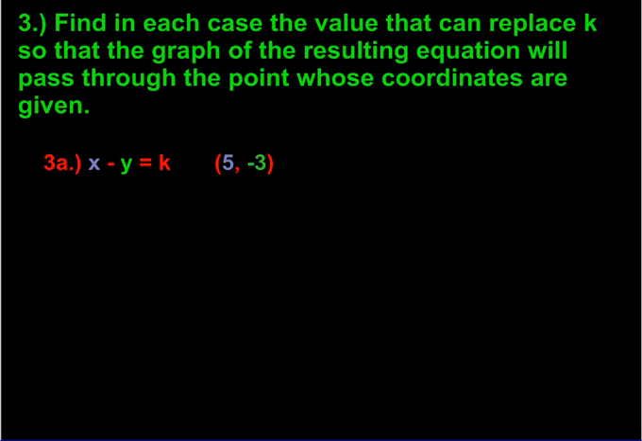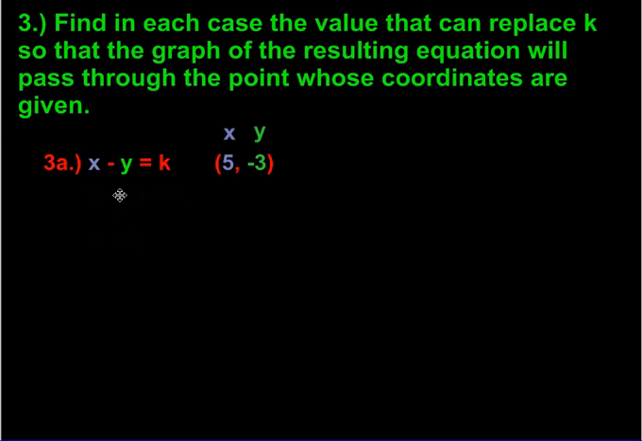Next, we're going to take a look at number 3. 3 says that find in each case the value that can replace k so that the graph of the resulting equation will pass through the point whose coordinates are given. So here are the coordinates given. Here's the equation. Remembering that x is always the first number again, y is always the second.